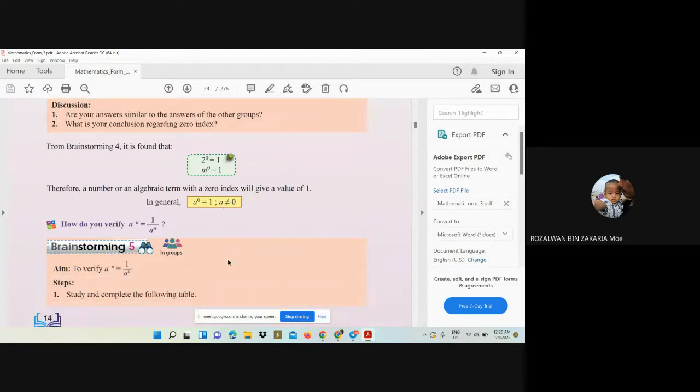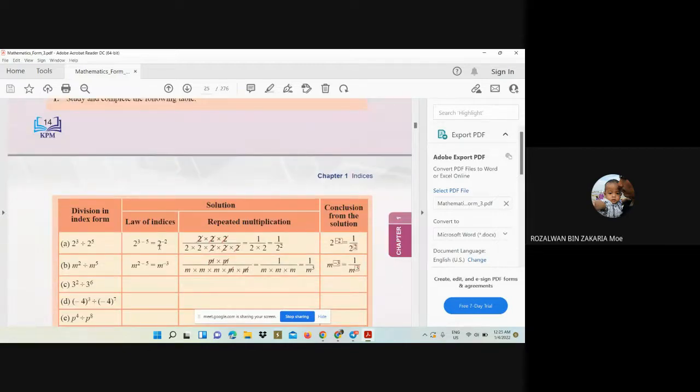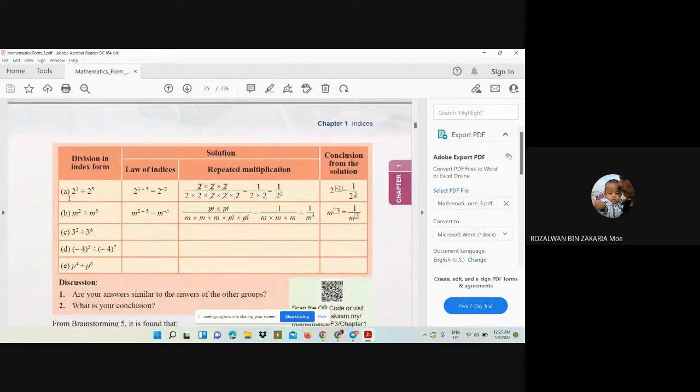Okay, all right. So look at the next one. How do you verify a power of minus n equal to 1 over a power of n? Look at the table here. We have 2 power of 3 divide with 2 power of 5. According to the law of indices, for index numbers which have the same base, when doing division, we have to minus the powers. That means this equals 2 power of 3 minus 5, then equal to 2 power of minus 2.